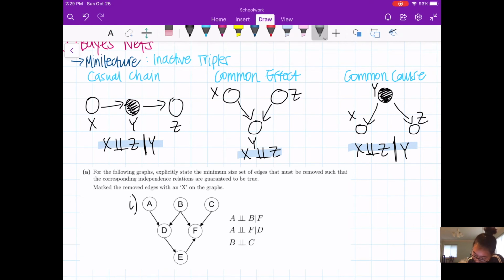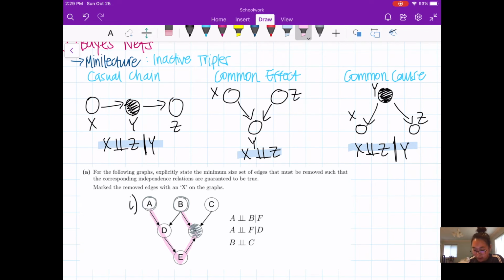Cool. So if we look at A, B, and F, this is if it's given F, so I'm just going to shade this F. And then we have A and B. If we look at this, we can realize that A, B, and F have a common effect, because if you trace the different paths, you can see that B contributes to F directly, and then A will go through that path and contribute to F.